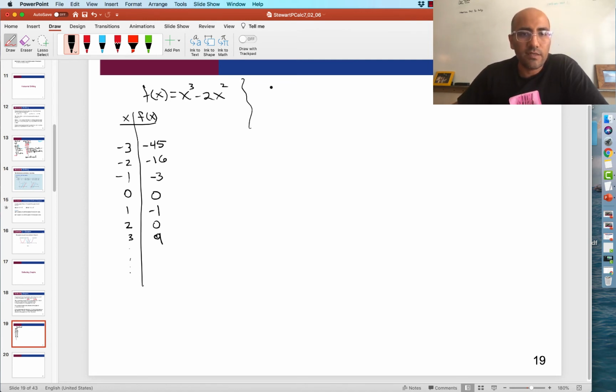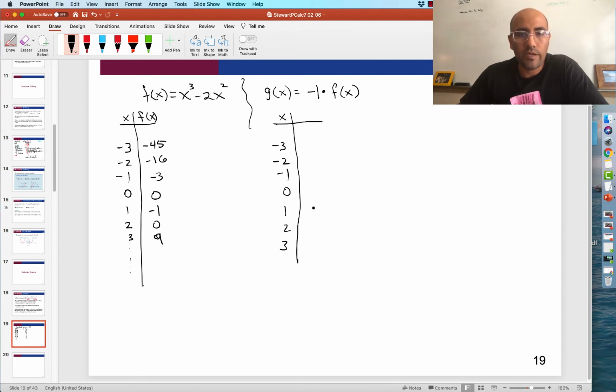The new function, let's say it's called g of x. And g of x is equal to -1 times f of x, where the -1 is definitely on the outside of the function, right? So how does that affect the graph of our new function? Well, if we create table values, again, we can have the same ones: -3, -2, -1, 0, 1, 2, 3.